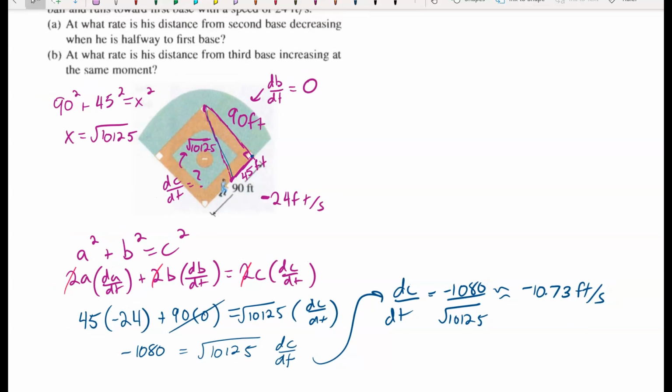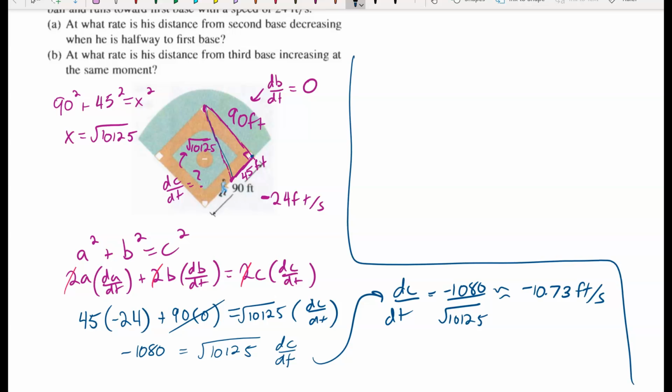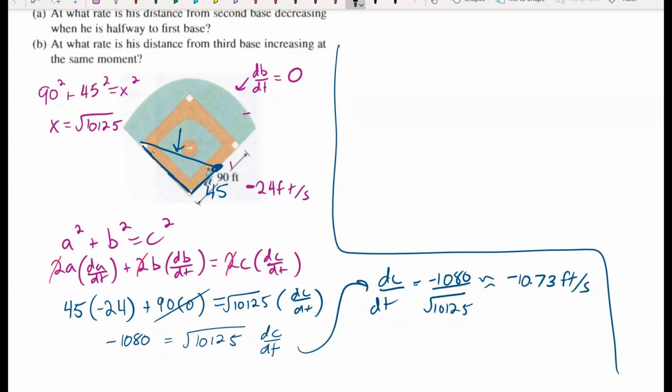Part B asks, at what rate is his distance from third base increasing at the same moment? So that might seem like a daunting task given that we just did one related rates problem, but let's examine it. I'm going to clean up my picture here just to see what's going on. I'm still right here, and that's a distance of 45 there, and it's also a distance of 45 right here. It's going to be helpful to me because if I instead look at this right triangle, that's third base right there, this hypotenuse would represent how far this guy is from third base. And as I move further to first, that hypotenuse is going to increase.